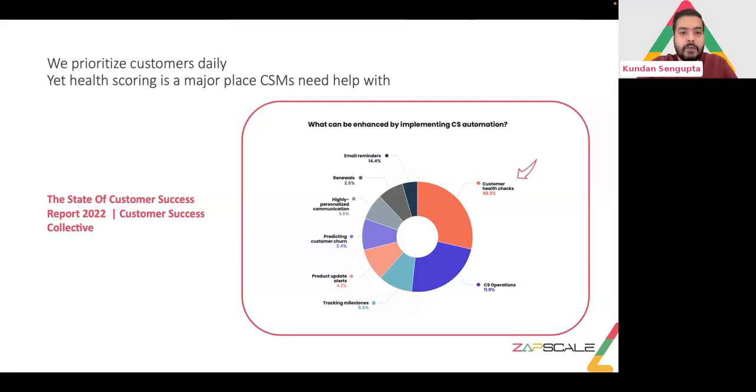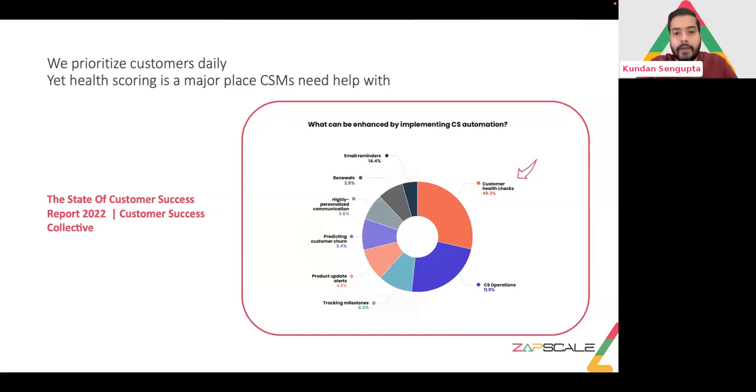Health scoring is one major place where CSMs have sought help over the years. If you look at the State of Customer Success Report 2022, there was a question: what will be enhanced by implementing CS automation? The majority of respondents chose customer health checks. So if such an intrinsic part of being in the customer success team is prioritizing customers and prioritizing my work, why is it still one of the major aspects that needs to be solved for?